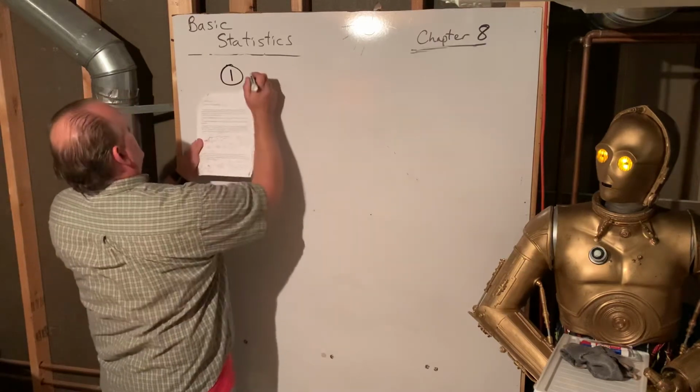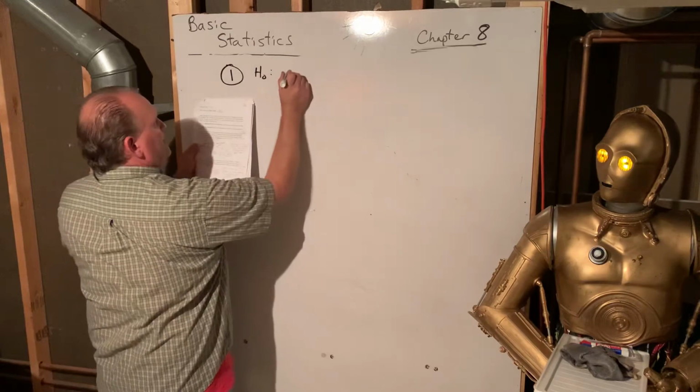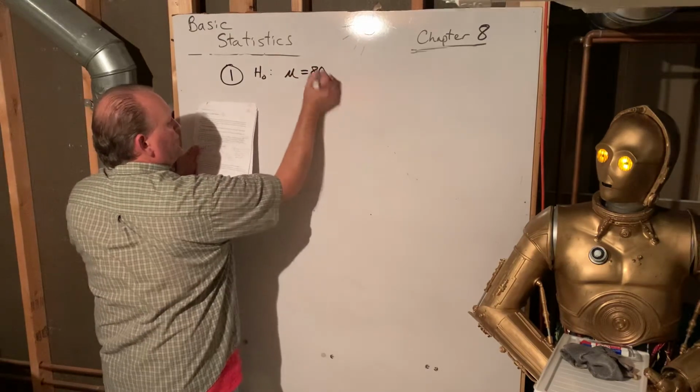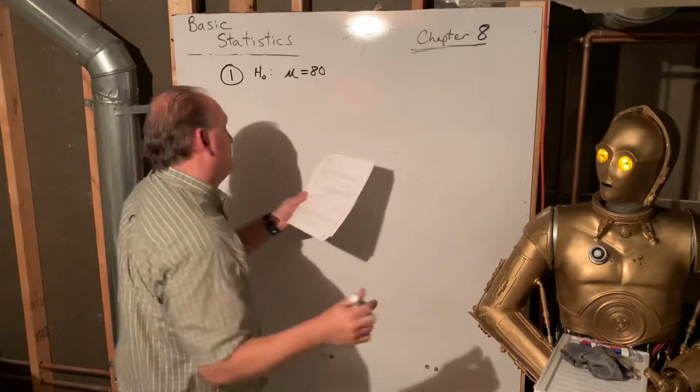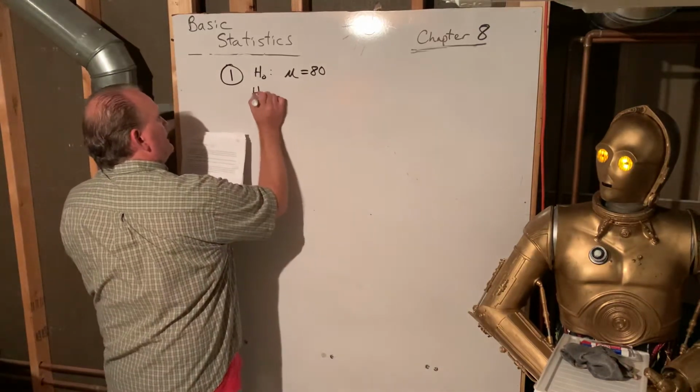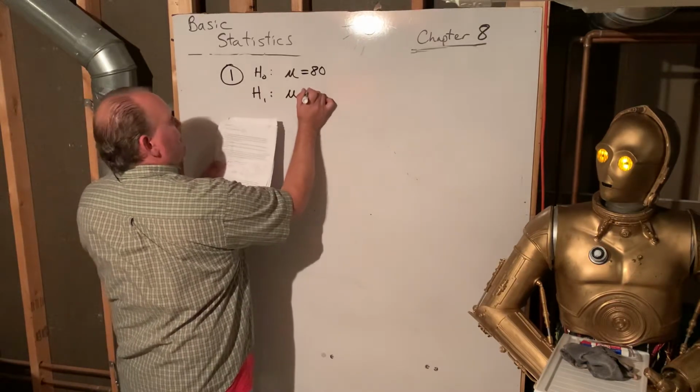First, the null hypothesis is that it equals 80. If you'd like, you could say or greater than or equal to 80. The alternative hypothesis, which was what was predicted here, was that it was less than 80.